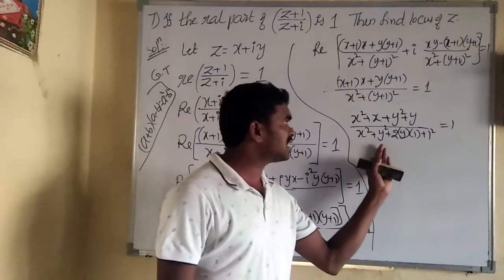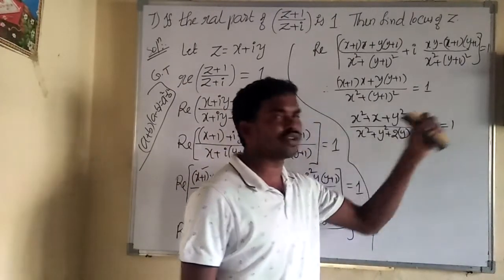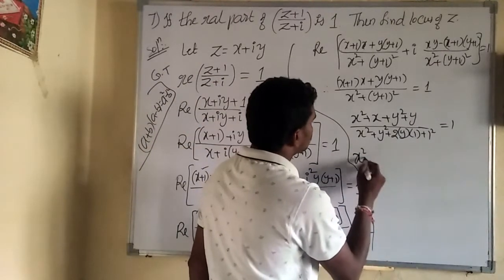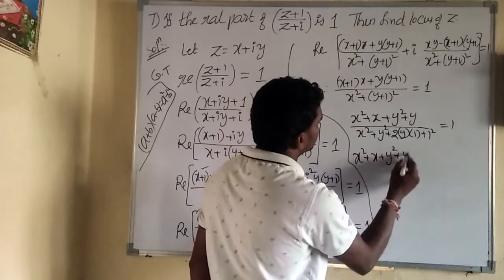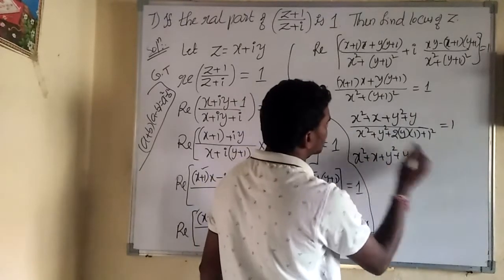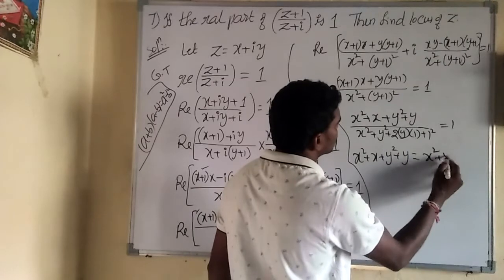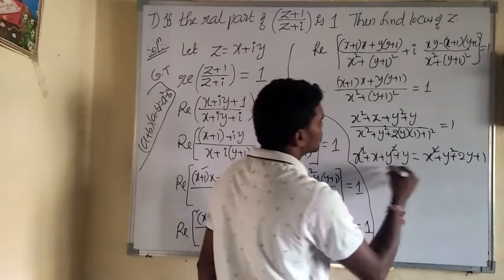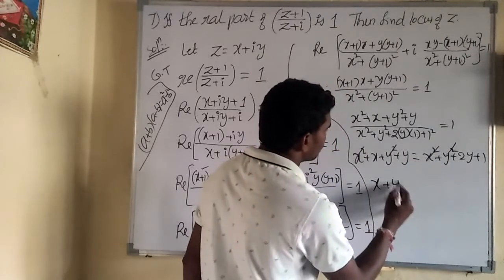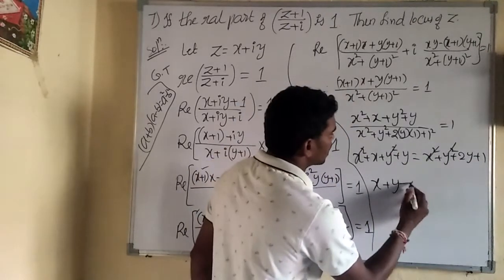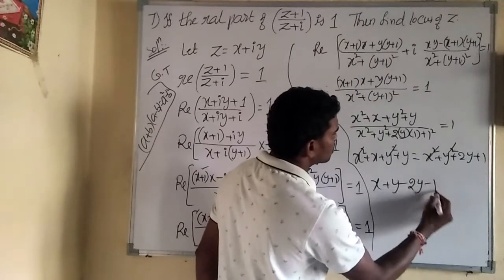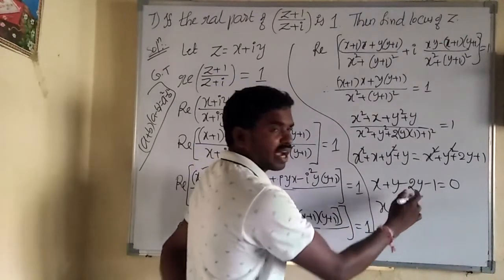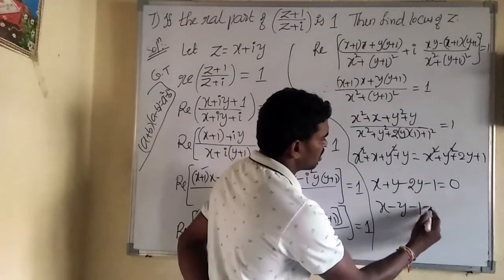See, the denominator is there. The denominator sent to the right side goes to the numerator and it can be multiplied with 1. So x square plus x plus y square plus y is equal to 1 into this: 1 into x square, 1 into y square, 1 into 2y plus 1. On both sides x square and y square cancel. Then remaining x plus y. 2y brought to the left side becomes minus 2y. 1 brought to the left side becomes minus 1 equal to 0. x plus y minus 2y becomes x minus y minus 1 equals 0.